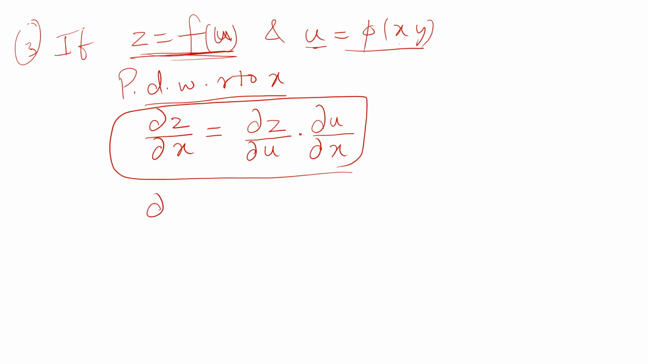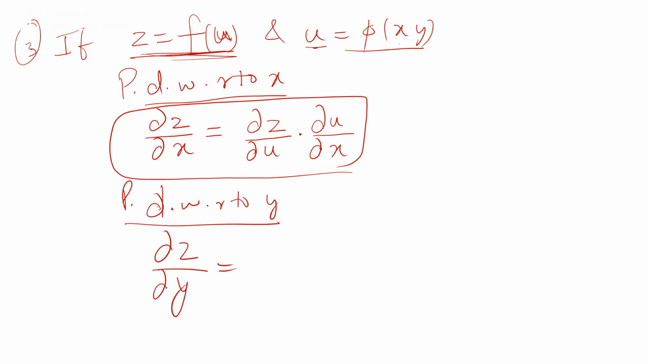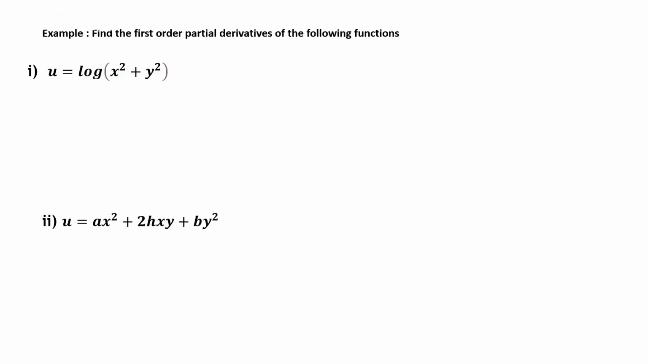Similarly, if we want to take a partial derivative with respect to y, we write del z upon del y. So we apply the chain rule here: del z upon del u into del u upon del y. Now with the help of an example, I will explain how to take the partial derivative. We have to find the first order partial derivative of the following function.